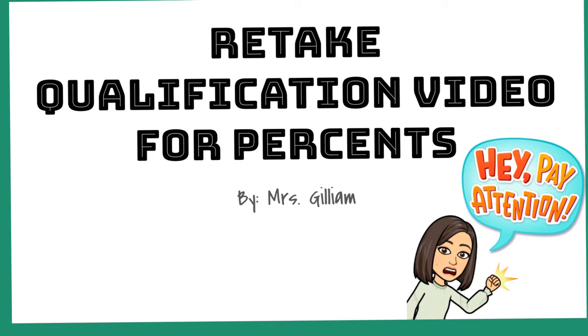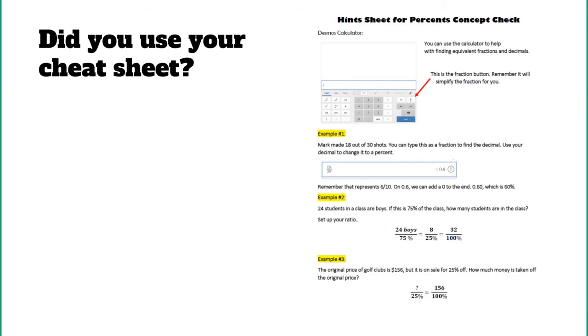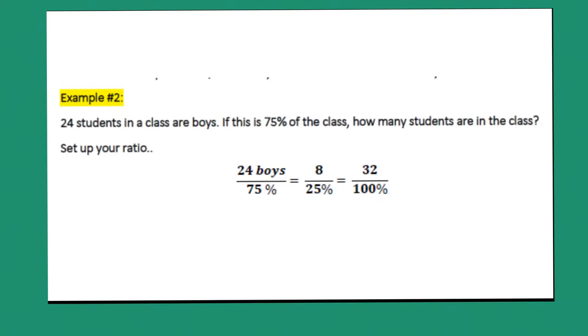Here we go. First, I wanted to point out that there was a cheat sheet that you could have used on the concept check. And I know several of you did not use this cheat sheet because some of the examples were the exact same question on the test, yet they were some of the most missed questions. So let's take a look at which questions were exactly the same as the examples. Let's take a look at how example 2 is exactly like one of the questions on your test.